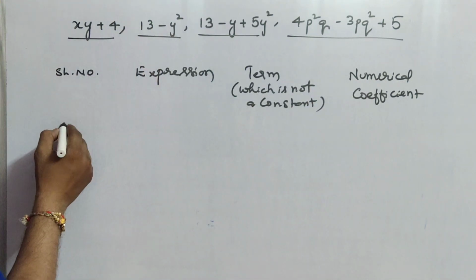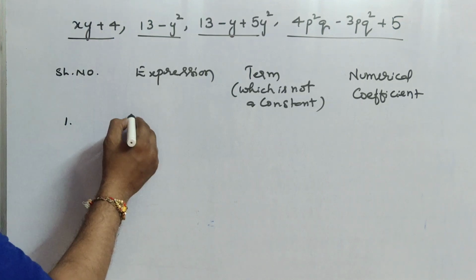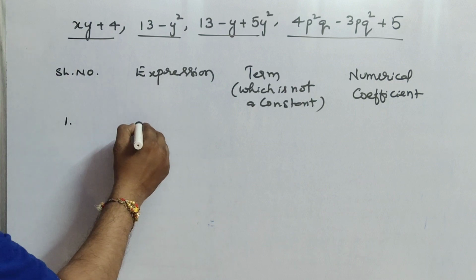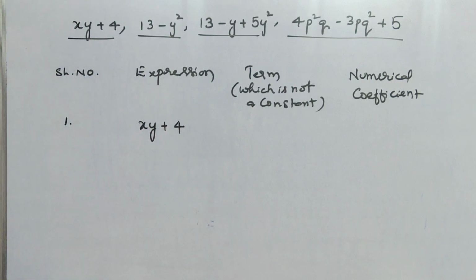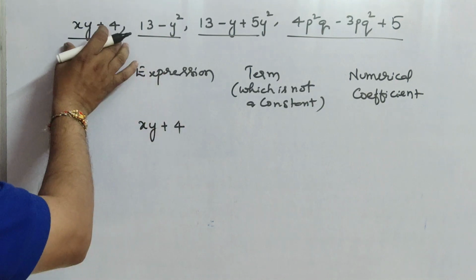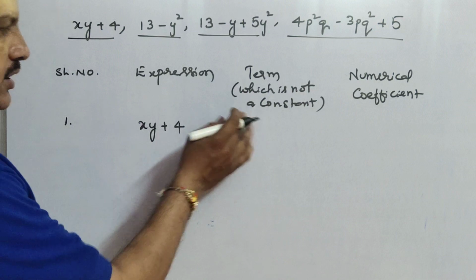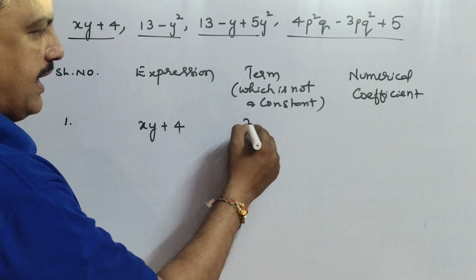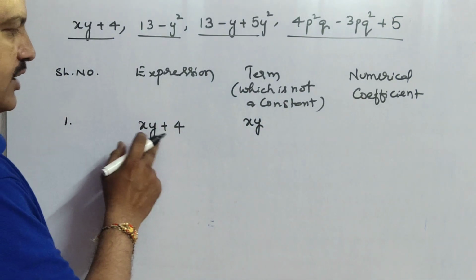Here 4 are there, no, children. The first one, what is the first one here? Expression. The expression in the sense of what is given, that is xy plus 4. Expression means what is the question given. Now terms which is not a constant. Except the number, what is there you have to write: xy. Is there any other thing? No. So only the xy term is there.